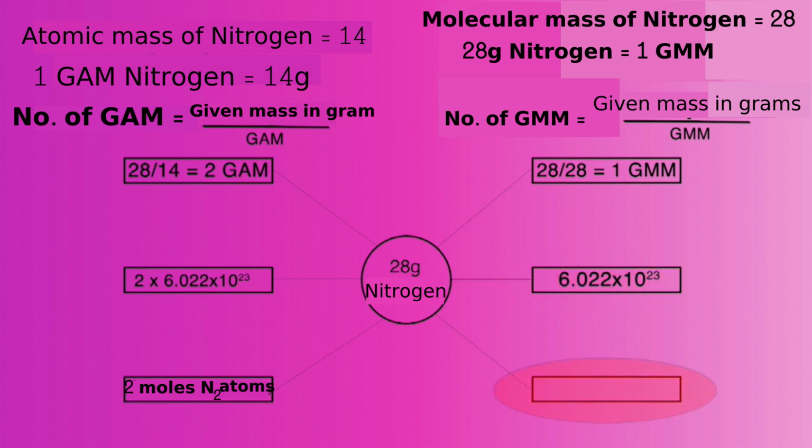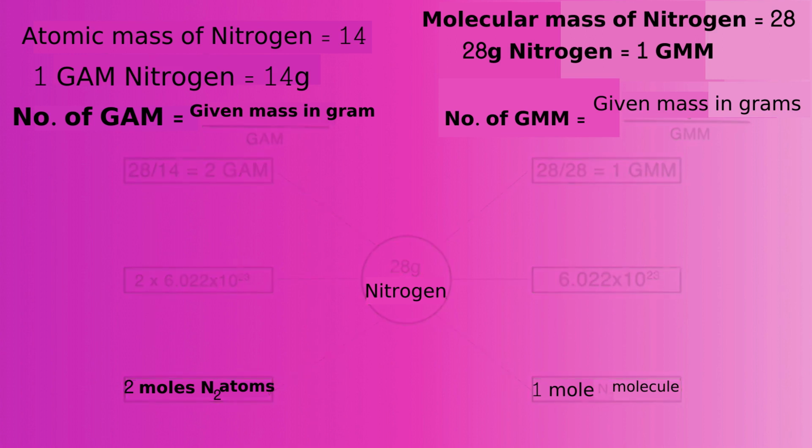6.022 into 10 raised to 23 molecules is called 1 mole of molecules. How many moles of molecules are present in 28 gram nitrogen? 1 mole nitrogen molecule. Closely observe the example of nitrogen and complete the word diagram with characteristics of 64 gram oxygen.